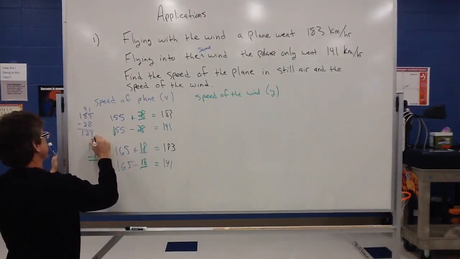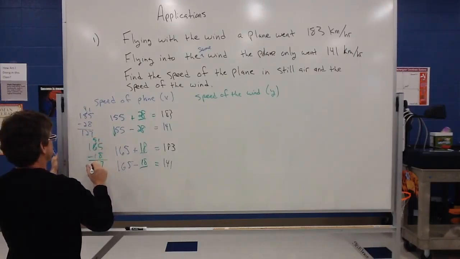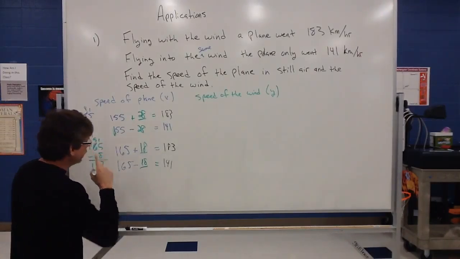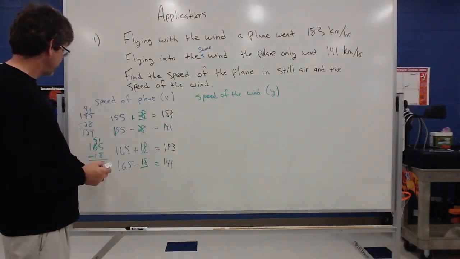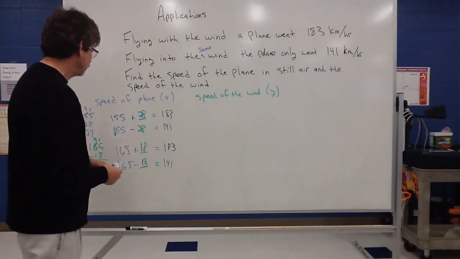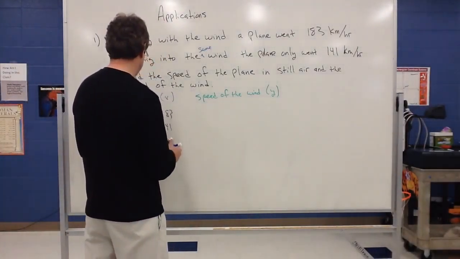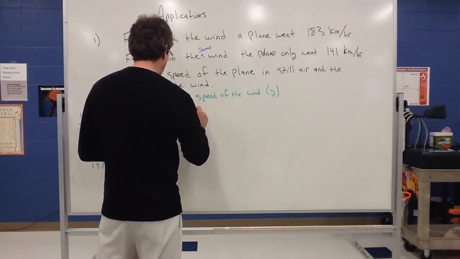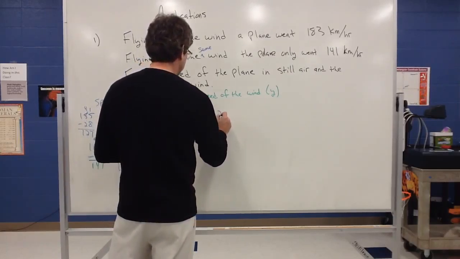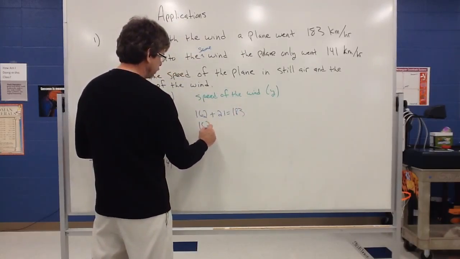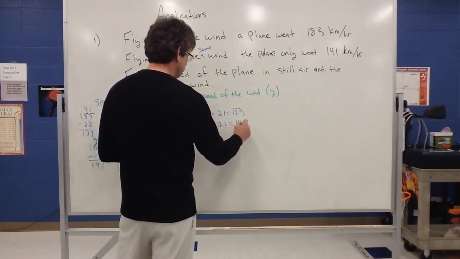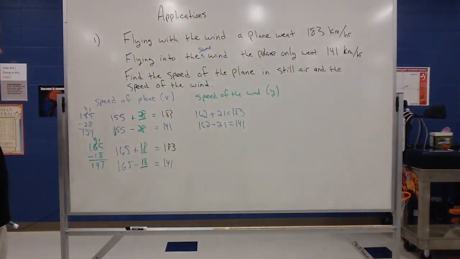Let's see what we got here though. I'm getting 147. Well, that's pretty darn close. It looks like I'm a little bit too high up though, so we may want to try about 5 off. Let's maybe go like 162. So if I go 162 plus 21, that does give me 183. Does 162 minus 21 give me 141? 162 minus 21, that does give me 141.